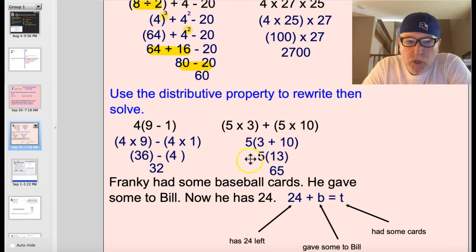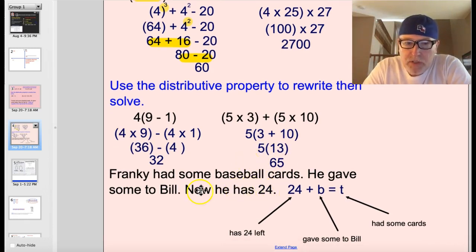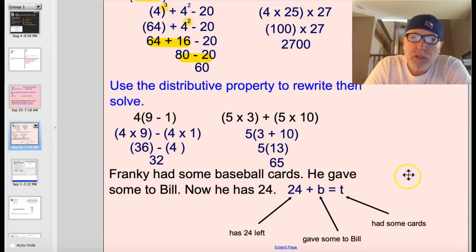So Frankie had some baseball cards. He gave some to Bill. Now he has 24. This is actually a two-variable equation. So 24 cards left, plus the ones that he gave to Bill, so plus B equals the total. First time you had to write a two-variable equation. Just thought I'd throw it at you. Didn't know if you could handle it. Did you? All right, you ready for the video?